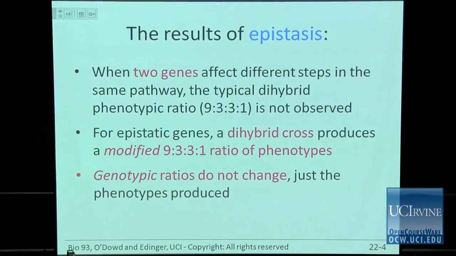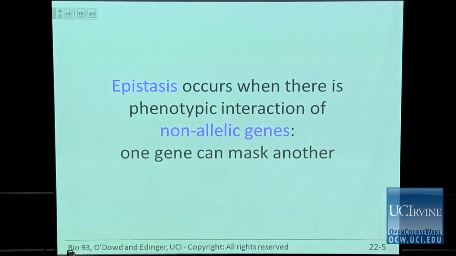The trick is how you assign the phenotypes to the different genotypes. So this is an alternate definition, a little bit more sciencey. Epistasis occurs when there is phenotypic interaction of non-allelic genes. One gene can mask another. So the genes are non-allelic because they're not two alleles of the same gene. They're not two variants of the same gene. They are different genes altogether when we're talking about epistasis.